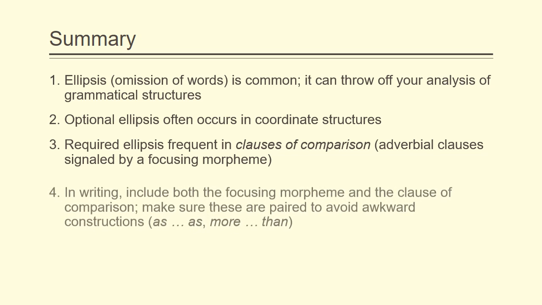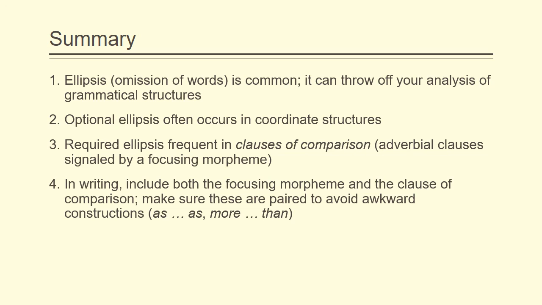And finally, in your writing, just make sure to include both the focusing morpheme and the clause of comparison, and also make sure that if you do have more than one focusing morpheme, that you include the second one to avoid any awkward construction. So if you have one as, include the second, and if you have something like more, just make sure to include the adverbial clause of comparison, than Superman is strong.